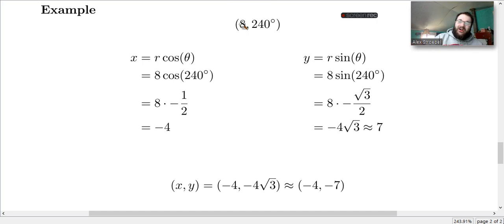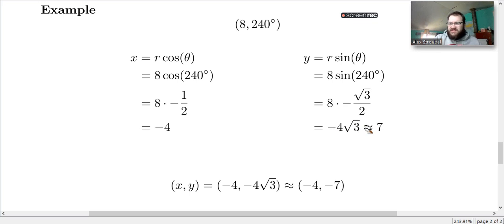Let's say we have r is 8 and our theta is 240 degrees. If we plug these numbers into our formulas, r is 8, theta is 240. The cosine of 240 is going to be negative 1/2. 8 times negative 1/2 is negative 4. Over here we have y is equal to r sine of theta. R is 8. Theta is 240. Sine of 240 is going to be negative square root of 3 over 2. 8 over 2 is 4. So we have negative 4 square root of 3.